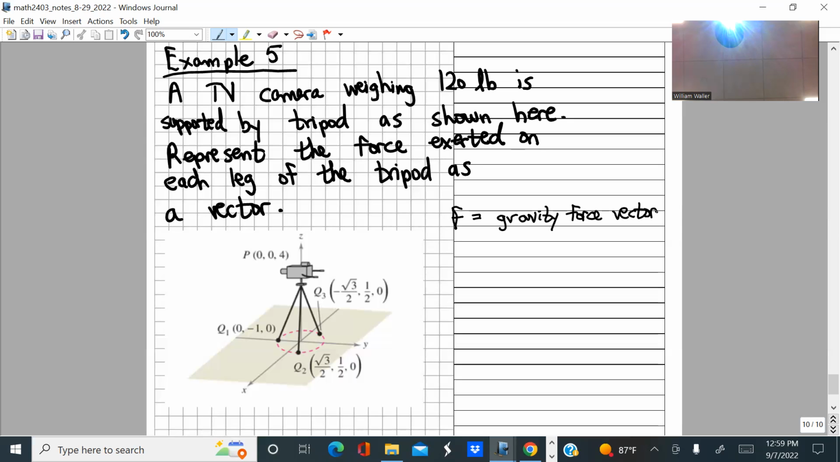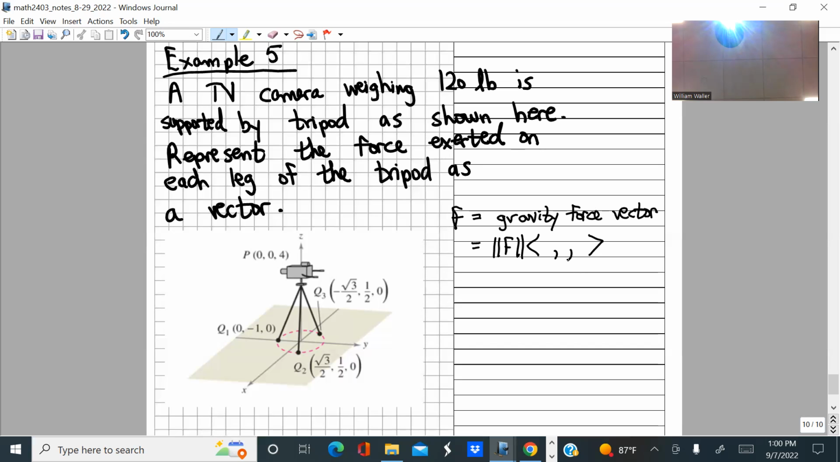What is the direction of that force? How does gravity work? It's going what? Straight down. That's right. So that vector F is pointing straight down. You can think of that vector F as its magnitude times a vector that is pointing straight down. So let's make a unit vector that's pointing straight down.